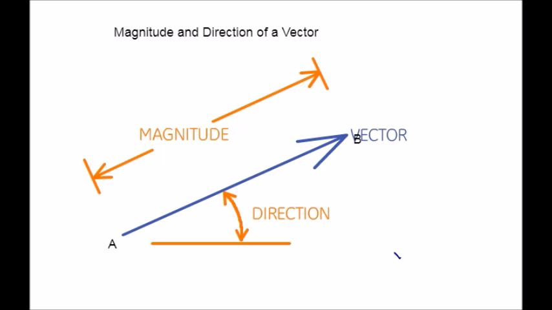The topic that we're going to discuss in today's video is magnitude and direction of a vector. Let us start with the magnitude. The magnitude of a vector AB is nothing but the length of the line segment AB. We generally denote the line segment by AB with a dash on it.